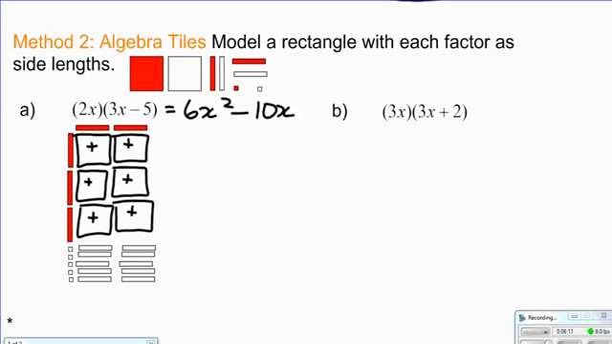Okay, so I'm going to ask you to try that one on your own. You can either build it with tiles or sketch it and then fill in the area to find out the area.